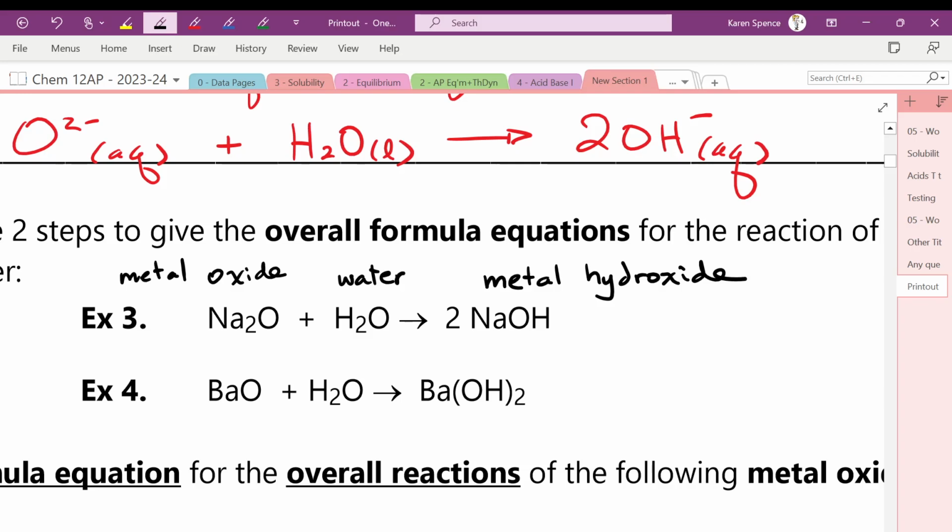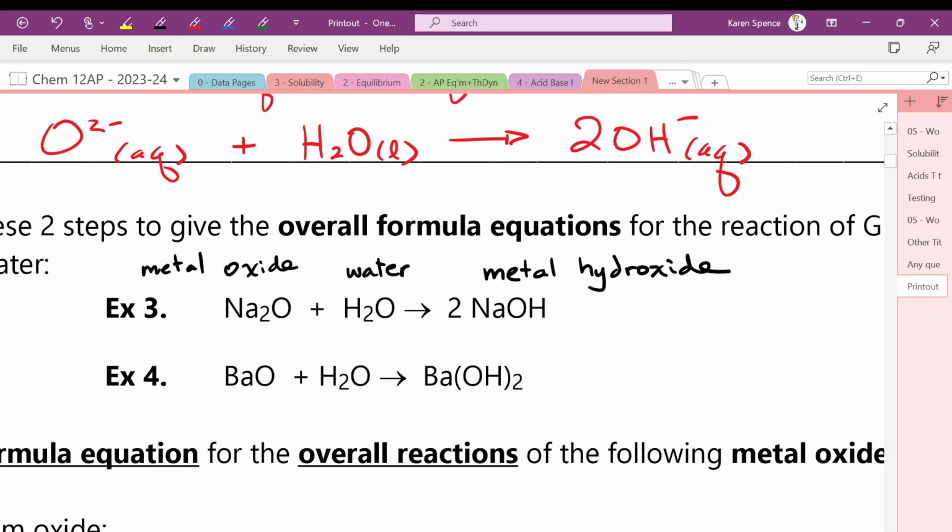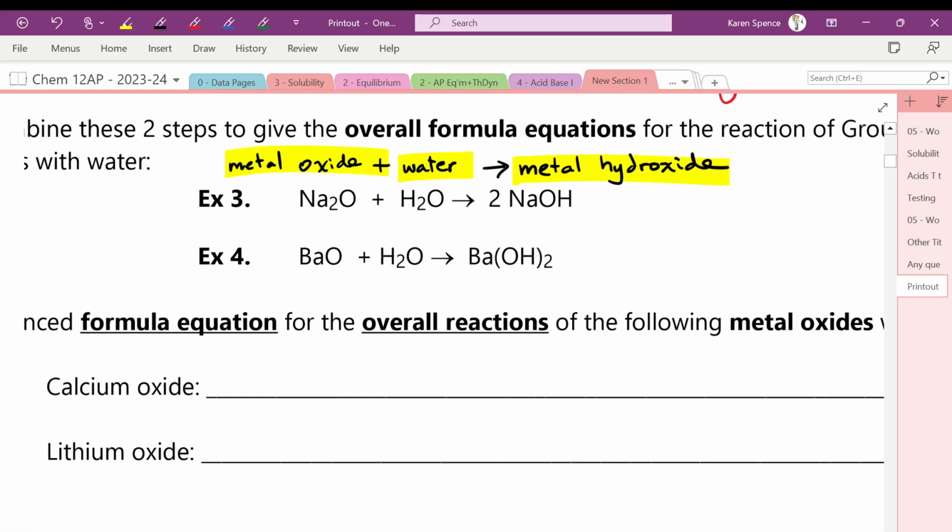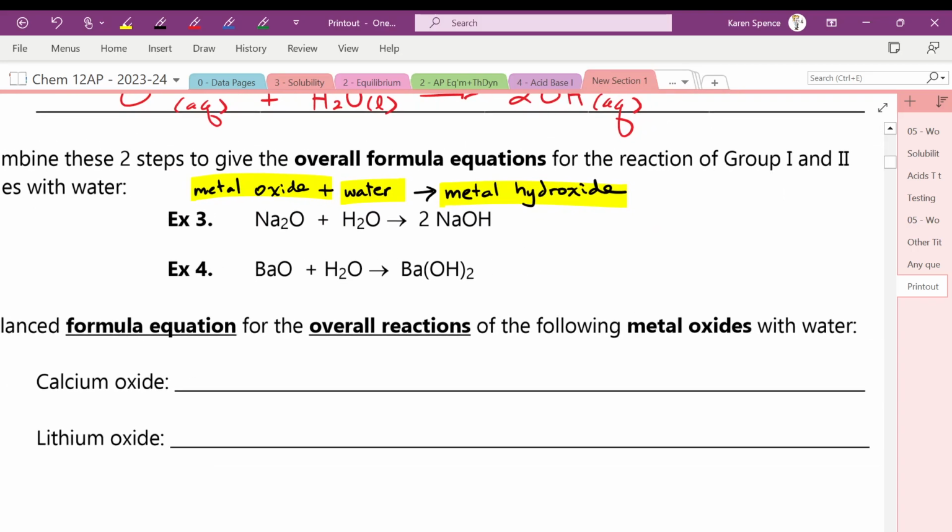So now that you have two examples there, and you know that the metal oxide plus water gives you the metal hydroxide, I would like you to write the overall formula equation for the following metal oxides with water.